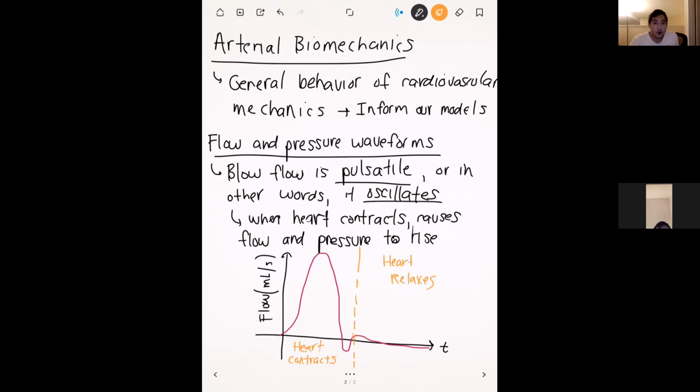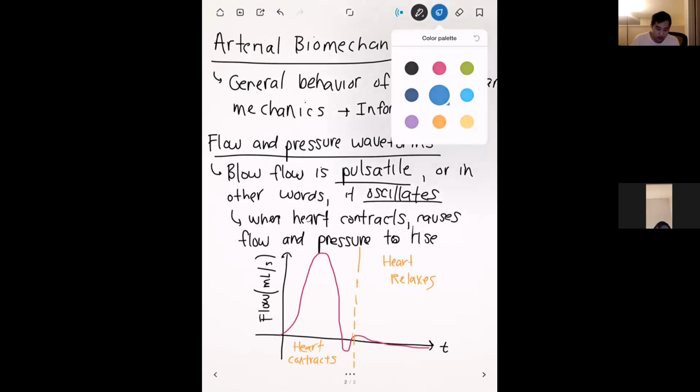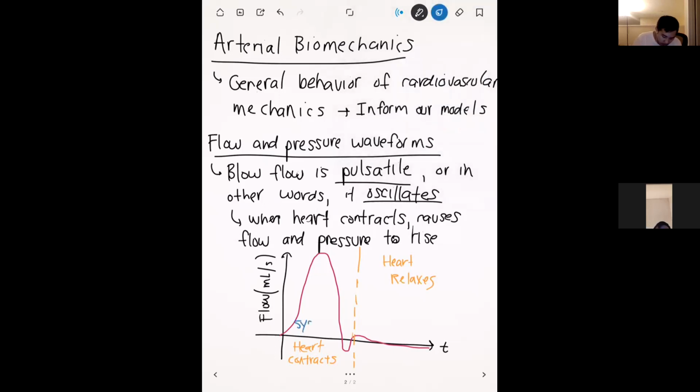When the heart's relaxing, there's nothing really to drive the flow forward, and so the flow comes down from there. To put this within the terminology from before, this would be systole over here, or heart contraction, and this would be diastole, or heart relaxation. That's what a typical flow waveform looks like. You have a high amount of flow in systole, and then either no flow or very little flow in diastole. That's when the heart's not really doing anything; it's just relaxing. Any questions on this?